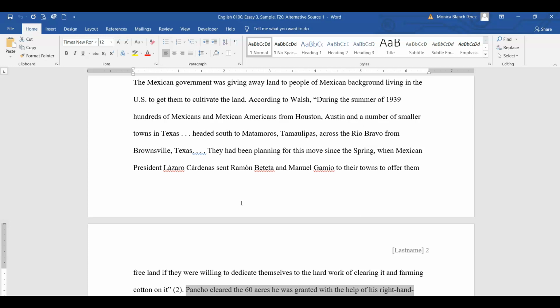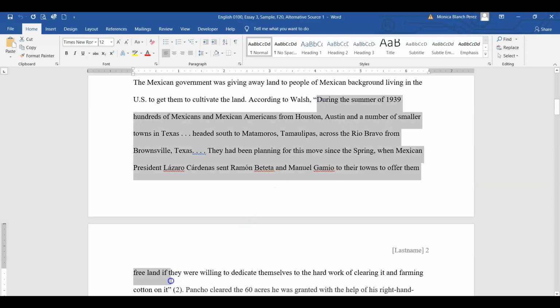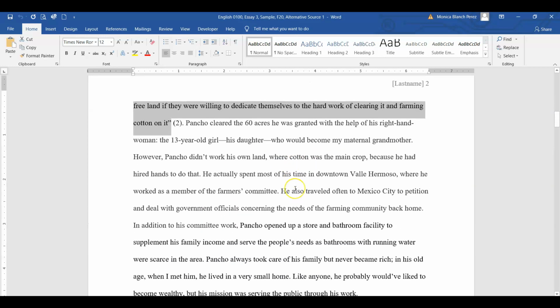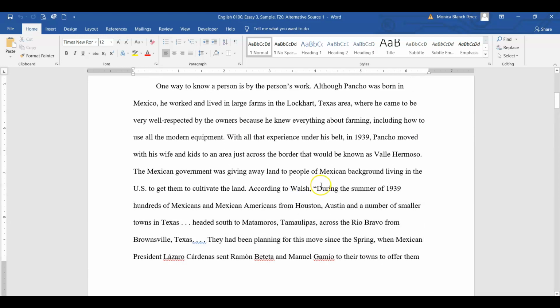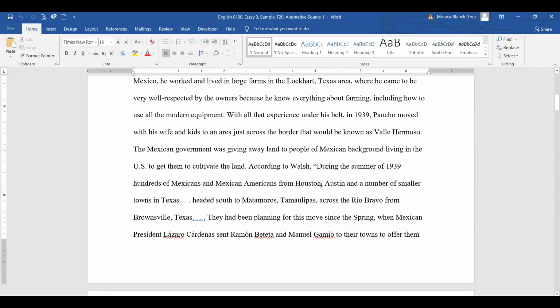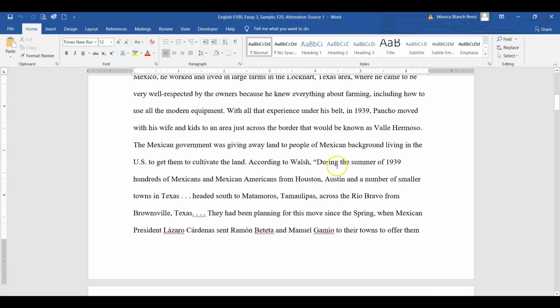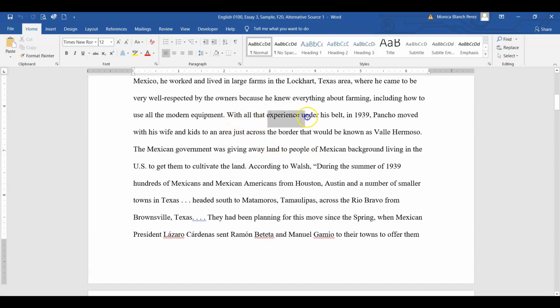So again, I'm saying this again. I'm showing you a good example, right? I'm being a good example to you here. My quote isn't too long. It's just a small part of a large paragraph, okay? I would say it's about 1/3 the size of my paragraph. And it makes a lot of sense, doesn't it? Because I was saying that Pancho moved with his family down to a place that later would become known as Vallehermoso. The Mexican government was giving away land.